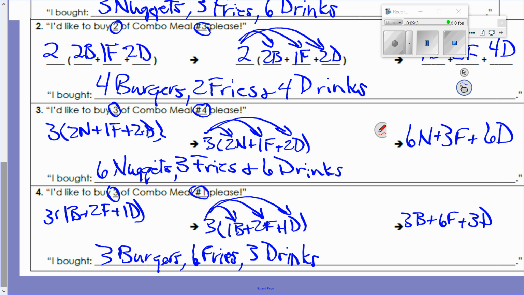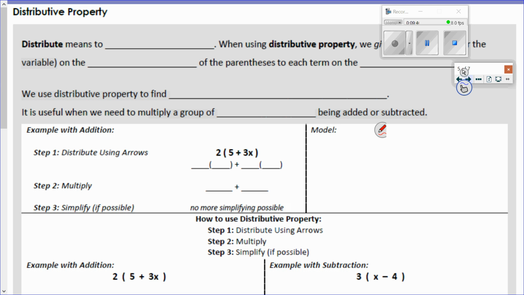How big are the chicken nuggets? It looked like they were 5-piece ones. What? That's not a combo?